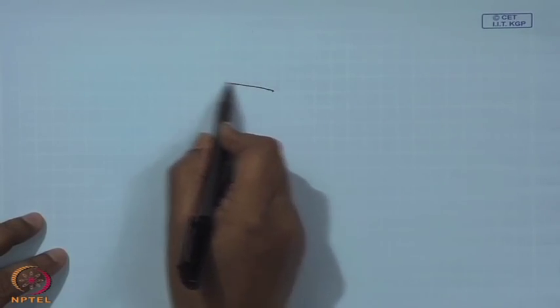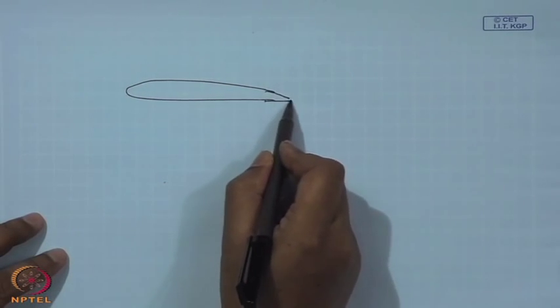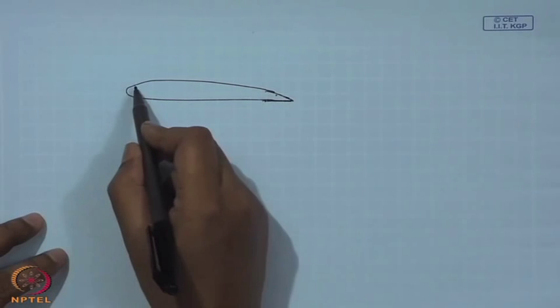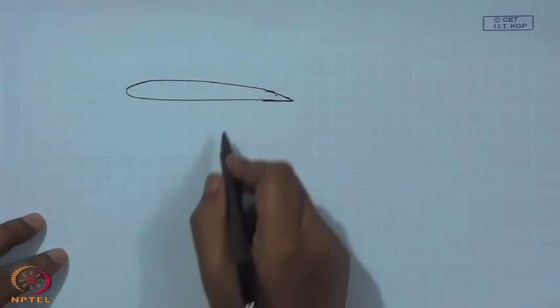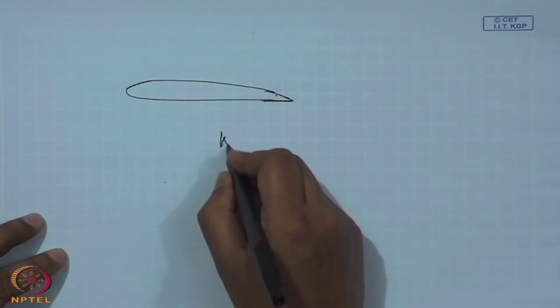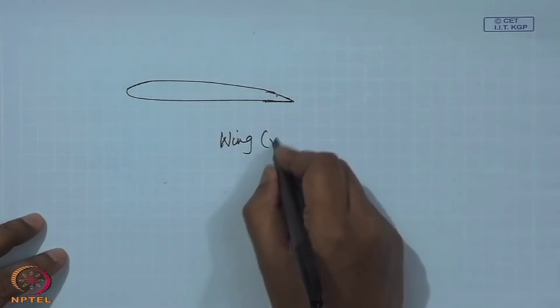Now, we will come to the section of the wing. The section of the wing is called an airfoil. Old British English was aerofoil, so sometimes we may call it aerofoil, and nowadays in American English it has become airfoil. So, both will be used. Wing cross section geometry.